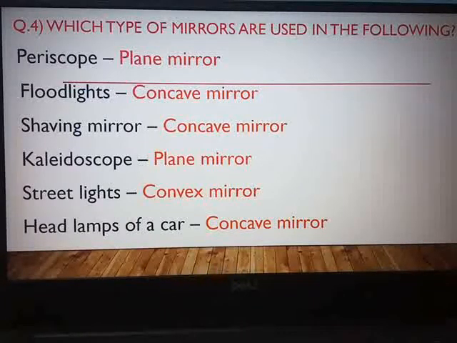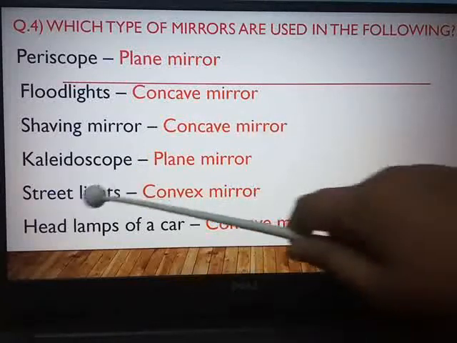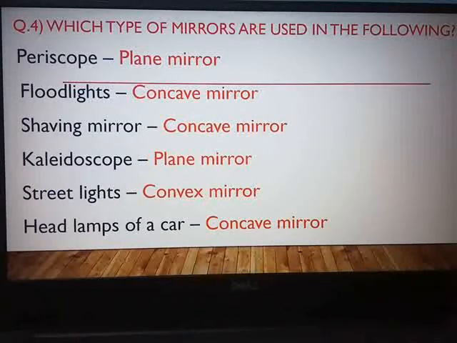So first one, periscope, plane mirror. Floodlights, concave mirror. Kaleidoscope, plane mirror. Shaving mirror, concave mirror. Street lights, convex mirror. And headlamps of a car, concave mirror. So here we finish with question number 4. Now question number 5 are numerical examples.